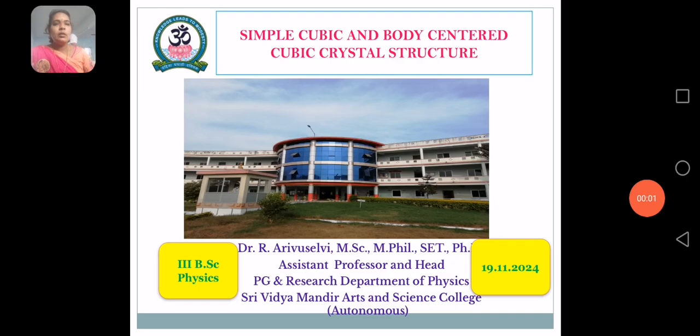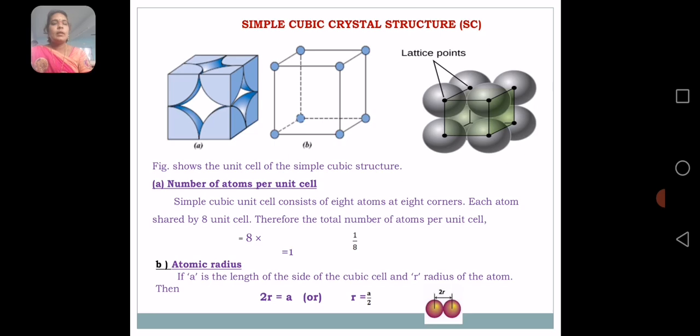Good morning to all. Today we learn about simple cubic and body-centered cubic crystal structure. At first, the simple cubic crystal structure. The figure shows the unit cell of the simple cubic crystal structure.